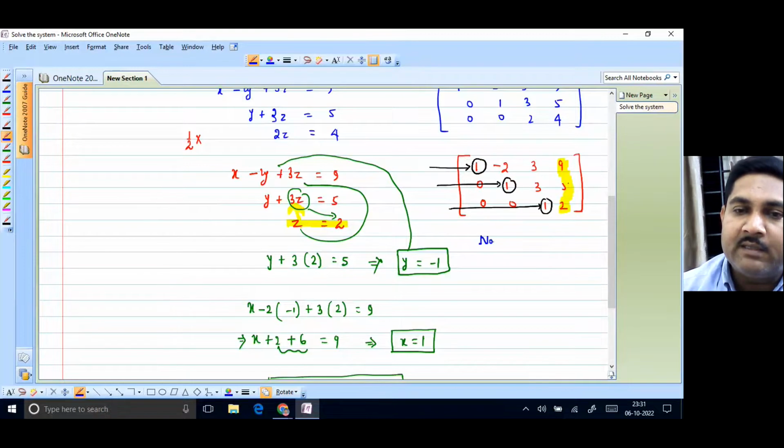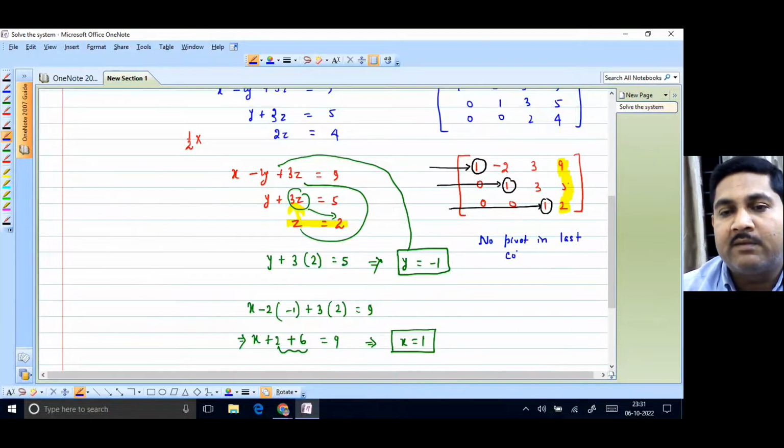So I am writing here: no pivot in last column, and this indicates that my system is consistent. My system is consistent. And if there is a pivot in the last column, then I will say my system is inconsistent.